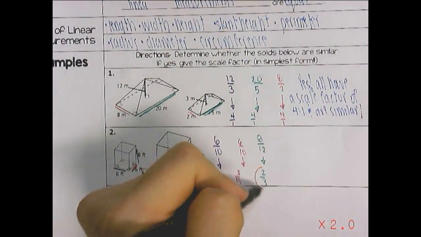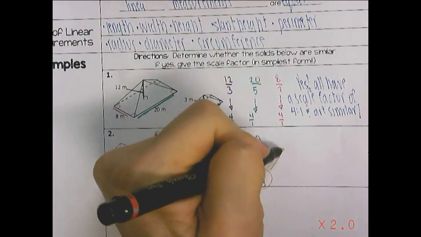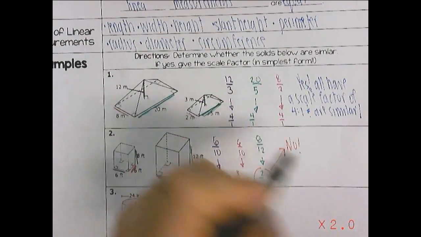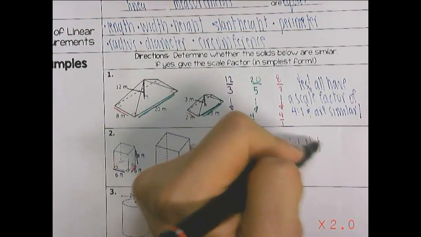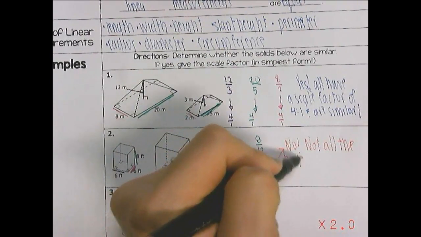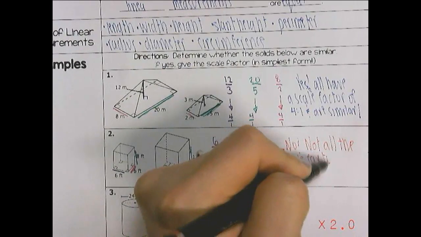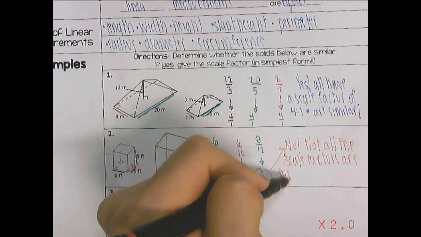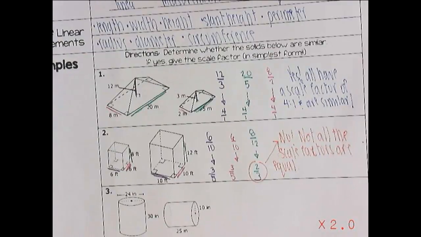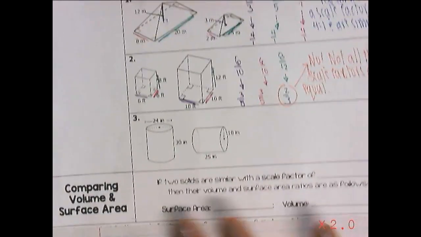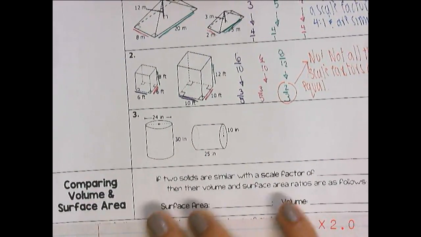That does not match. So no, these two figures are not similar. Not all of the scale factors are equal. So they can't be similar. Okay, I'd like you guys to try this one on your own. And then let's look at this last bit, comparing volume and surface area.